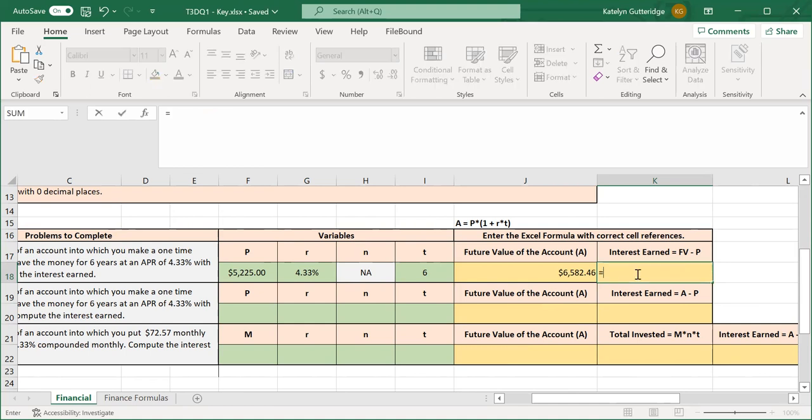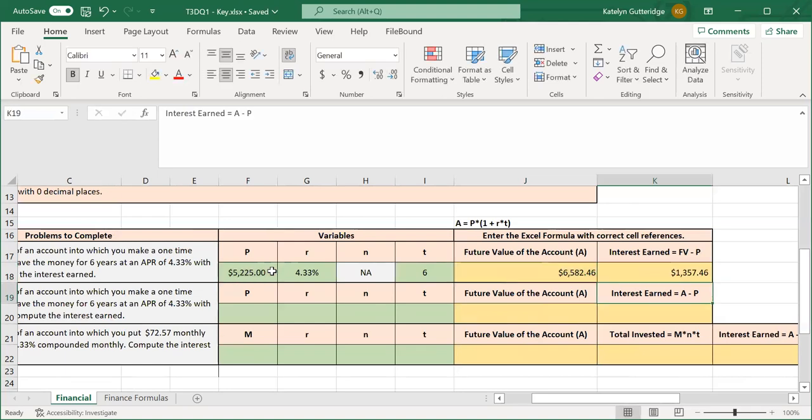So I'll start with my equal sign again, grab that value we just calculated, click on it, and then subtract the P value. So type your minus and then click on the P value from the original part of the problem and then hit enter. And that gives you the interest earned. You should get a positive number for interest. So that's another way to double check, that positive number for interest. This is the money you're earning. This is your free money in the savings account.